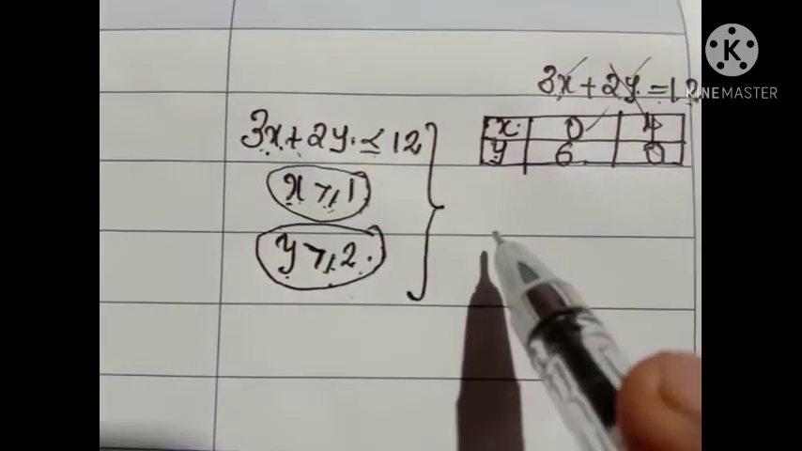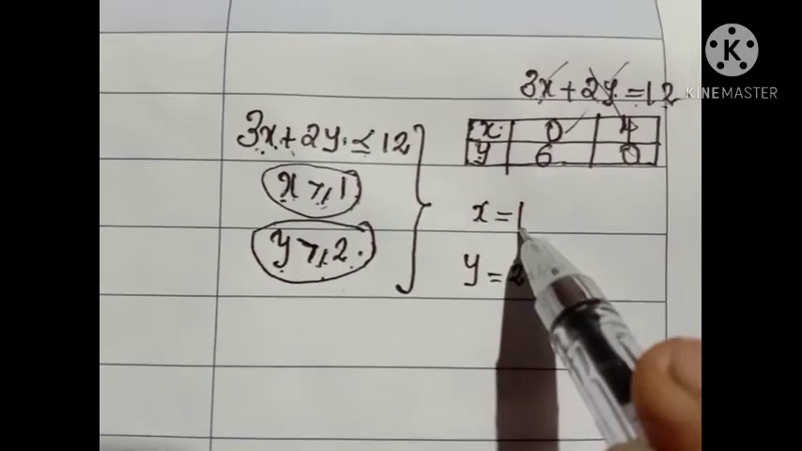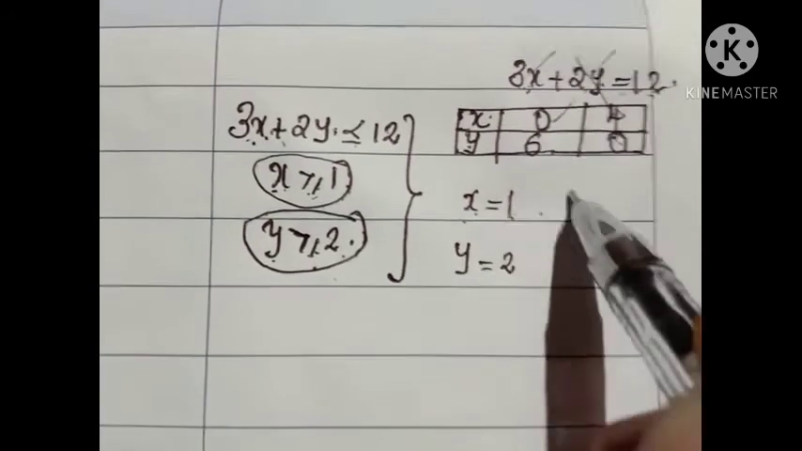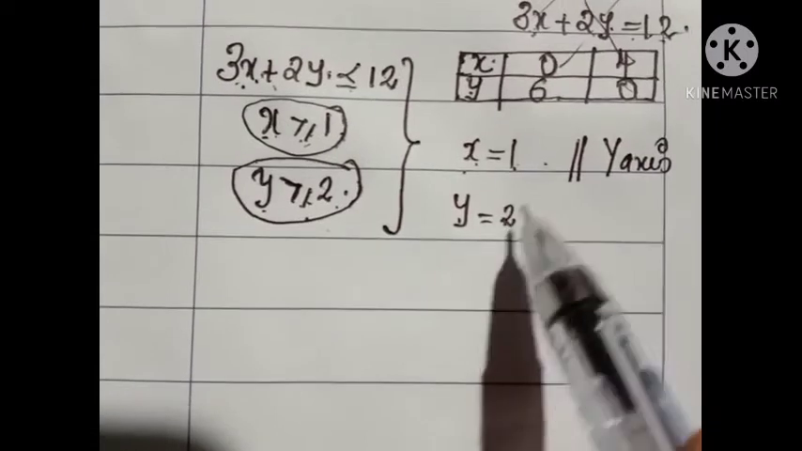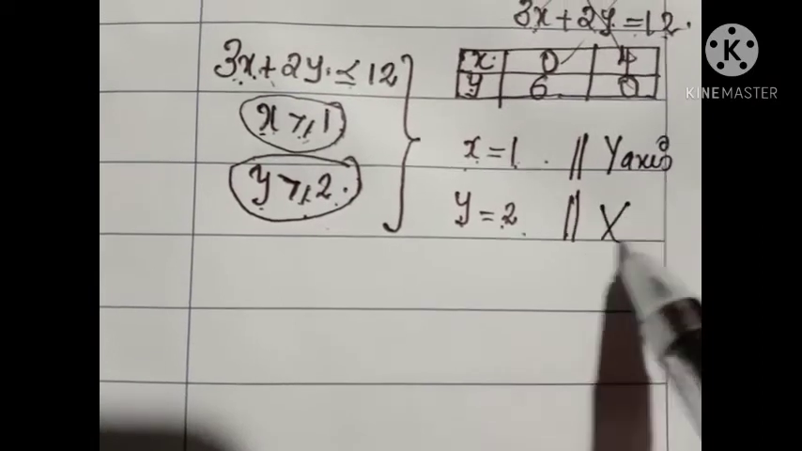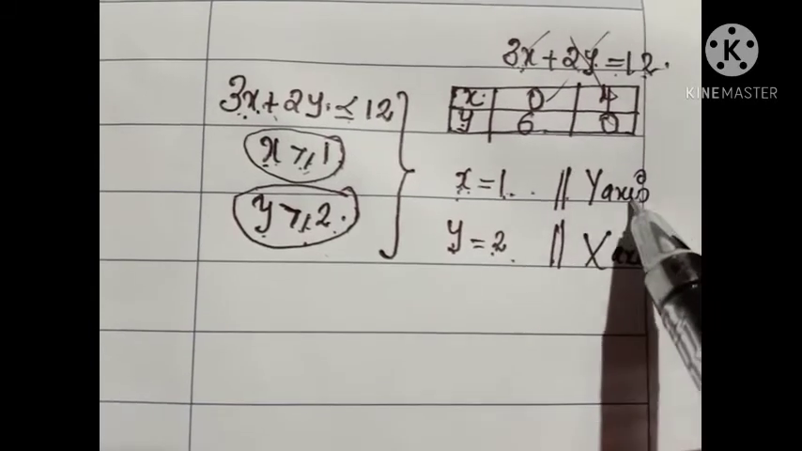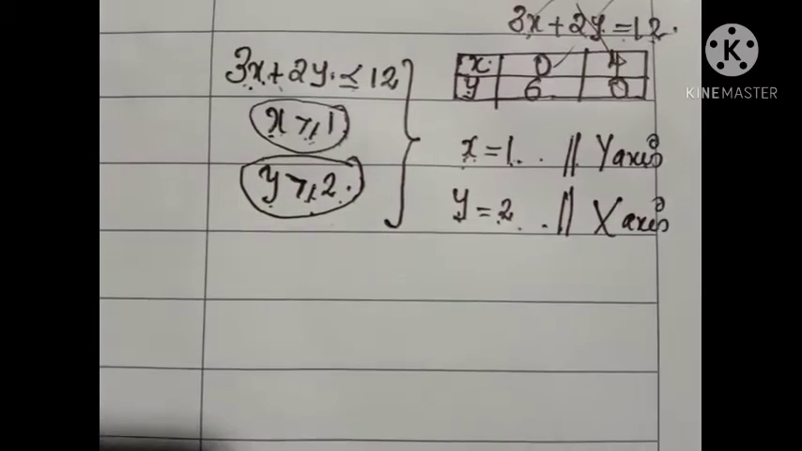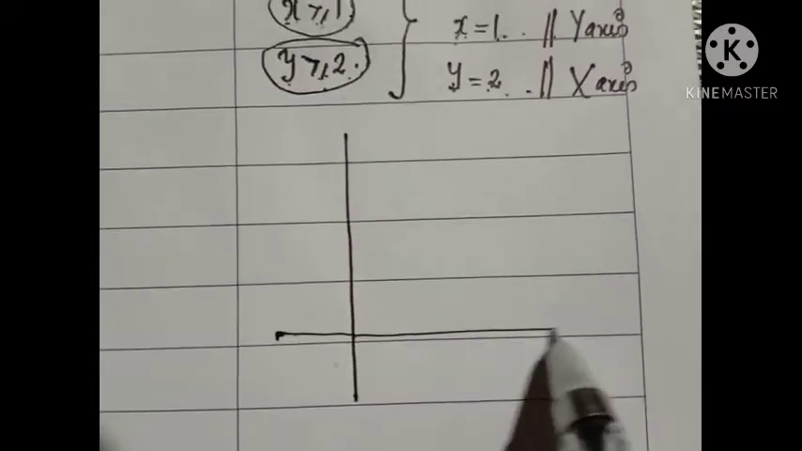If we consider these two inequalities as equalities, we can see that x equal to 1 is a straight line passing through the point x equal to 1 and parallel to the y-axis. Y equal to 2 is a straight line passing through the point y equal to 2 and parallel to the x-axis. So x equal to any number is parallel to the y-axis, and y equal to any number is parallel to the x-axis. Now we need to draw its graph.